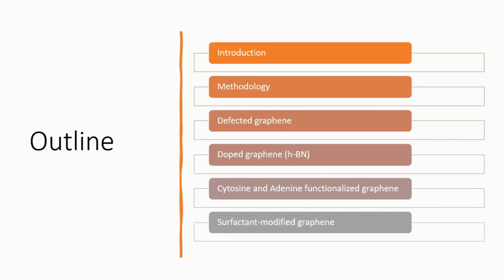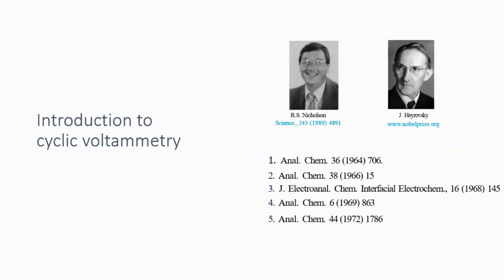hexagonal boron nitride graphene system, and then we will discuss how both theory and experiment can be matched, or how we can link voltammetry particularly with the conceptual density functional theory parameters. So first we will discuss cytosine and adenine functionalized graphene system, and then at the end the surfactant modified graphene system we will see. So let us start this talk with the introduction about the cyclic voltammetry.